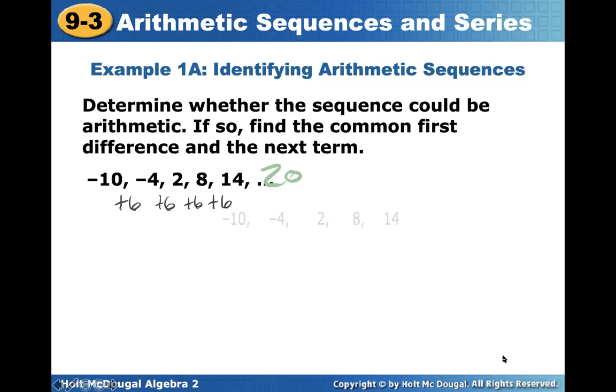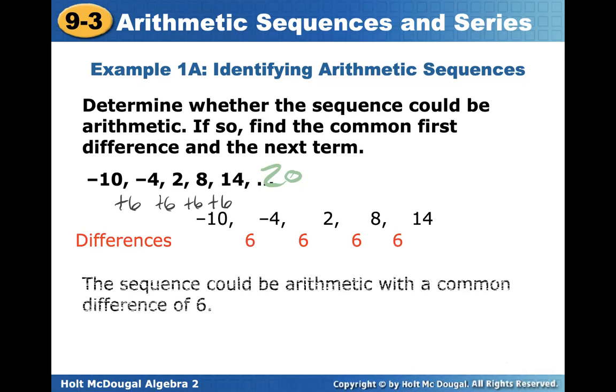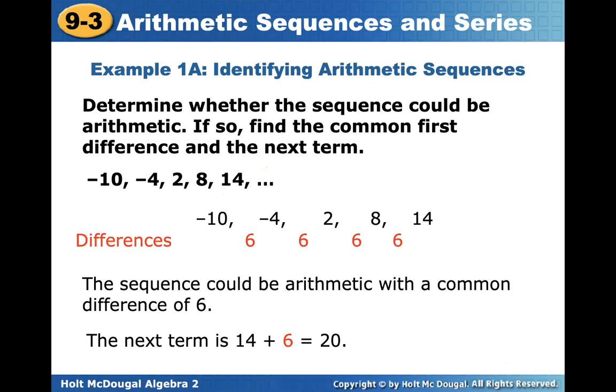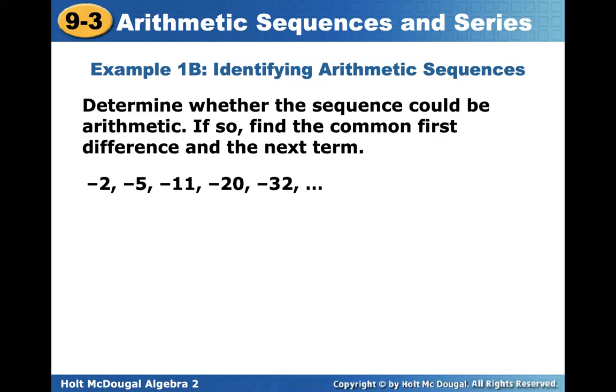All right, there are our differences like we found them to be 6. And the sequence could be arithmetic with a common difference of 6. And the next term we figured was 20, 14 plus 6. Okay, 14 plus 6 is 20. So an arithmetic sequence is a special type of sequence. We'll talk about another one in section 4, but arithmetic sequences are one of the 2 special types of sequences.